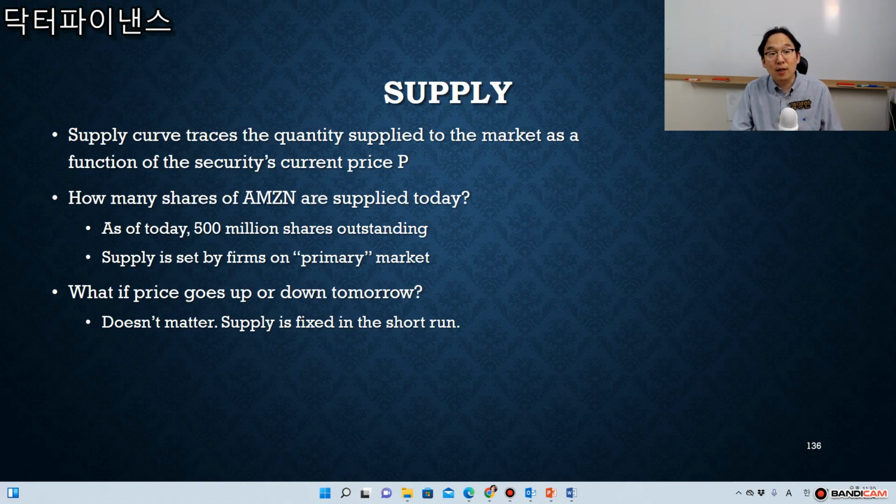Okay, so supply curve. Let's think about it first. Well, it traces the quantity supplied to the market as a function of the security's current price P. Well, how many shares of Amazon are supplied today? I just made up a number. As of today, 500 million shares outstanding, and supply is set by firms on primary market. Primary market, what do you mean? Do you mean that there is a secondary market? Yeah, of course. The stock market that we see today, day by day, is essentially the secondary market.